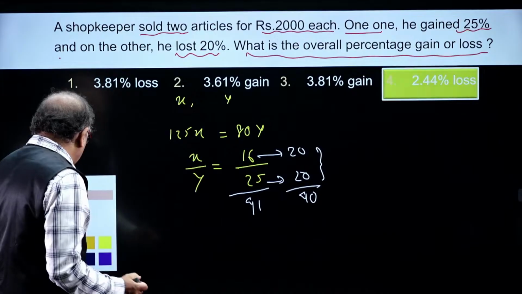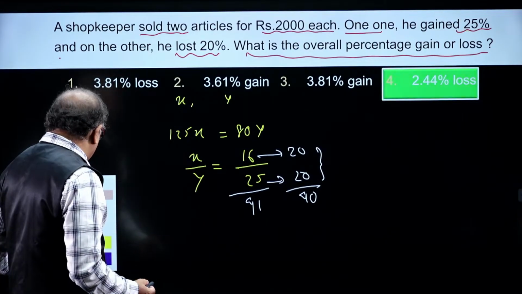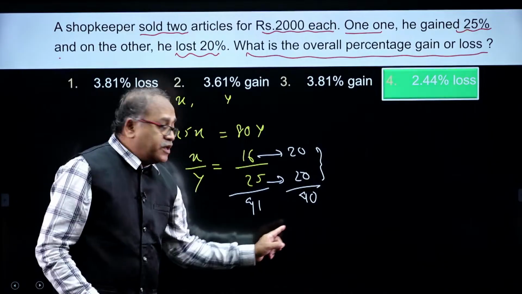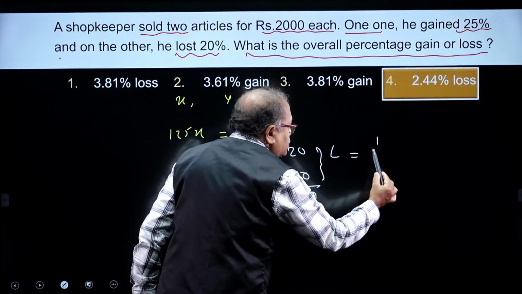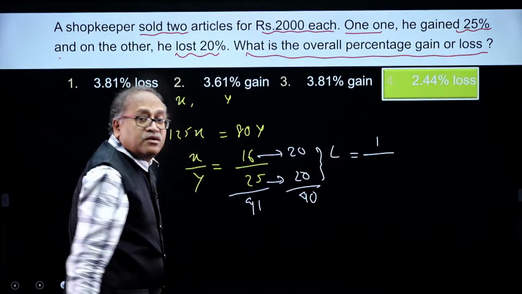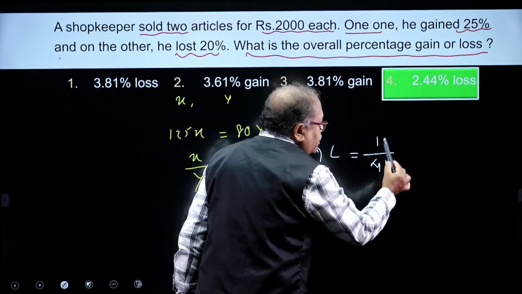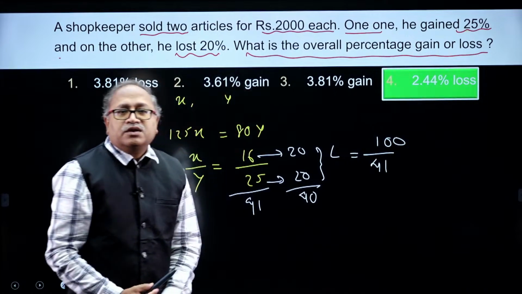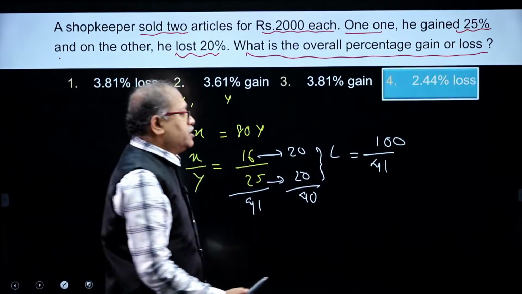So, here, hope everyone is understanding what I am writing. This is the cost price, this is the selling price. So, there is a loss. How much loss? There is a loss of 1 over the cost price 41. So, in other words, into 100, that is 100 divided by 41. The rest you know better than me.